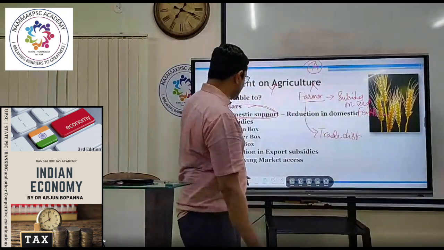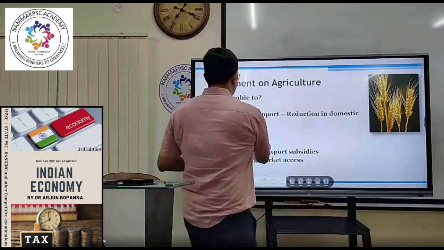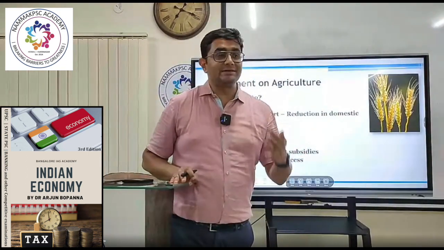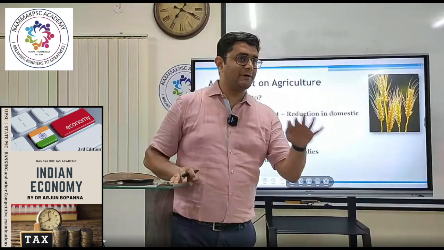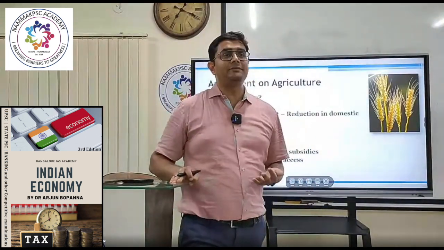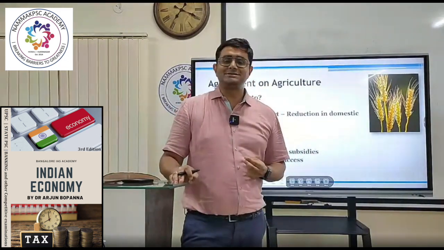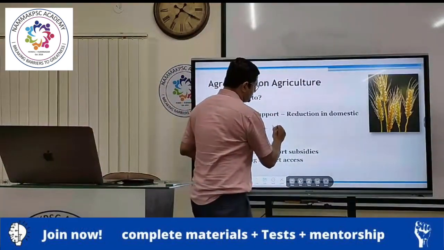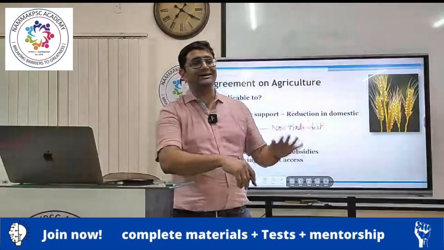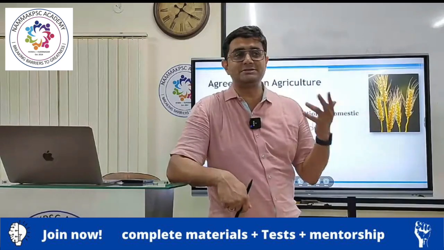For this purpose, the agreement on agriculture puts these subsidies into three categories called green box, amber box, and blue box. So the domestic subsidies given to the farmers are classified. Let's take India. Indian farmers get subsidies from the government. There are three types of subsidies the farmers can get: green box subsidies, amber box subsidies, and blue box subsidies. The green box subsidies are non-trade distorting subsidies, those which do not directly affect trade. Please make that correction: these subsidies do not affect trade directly.